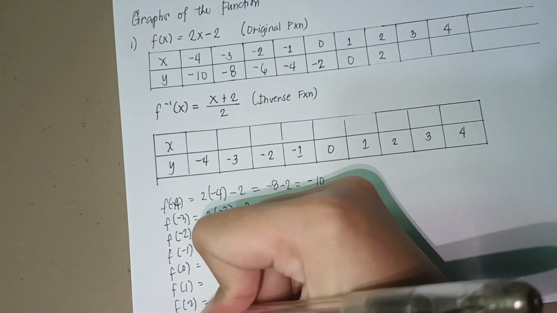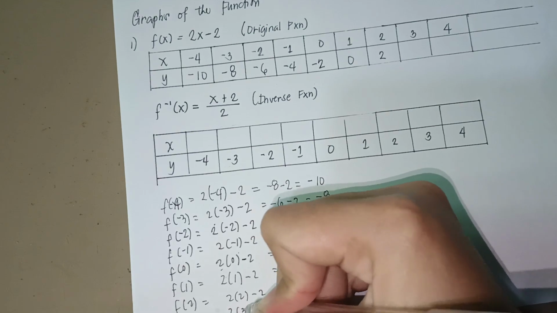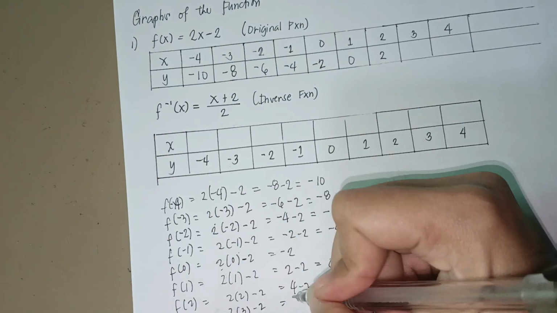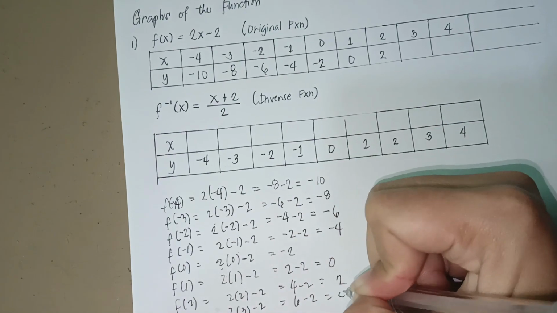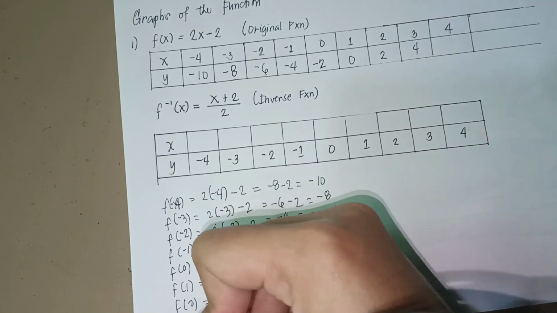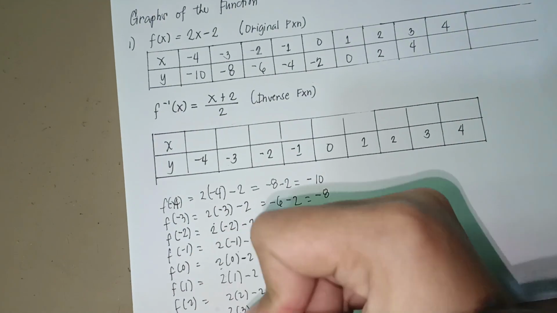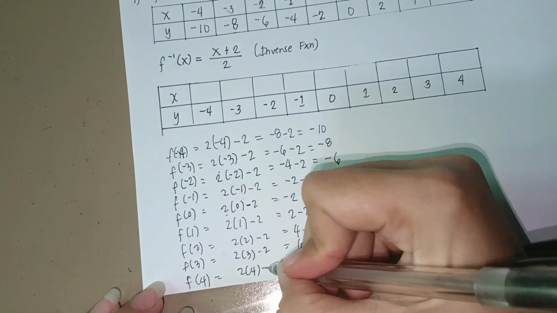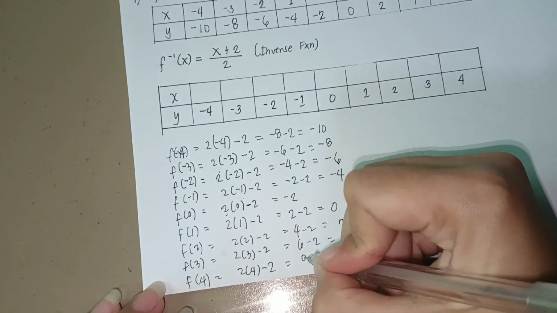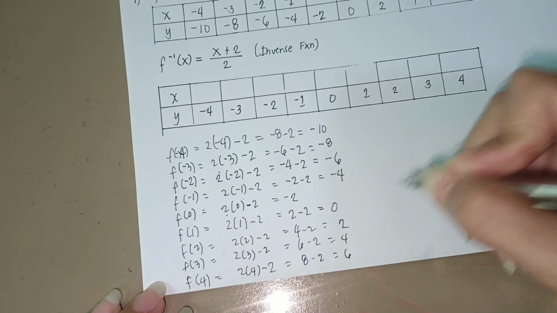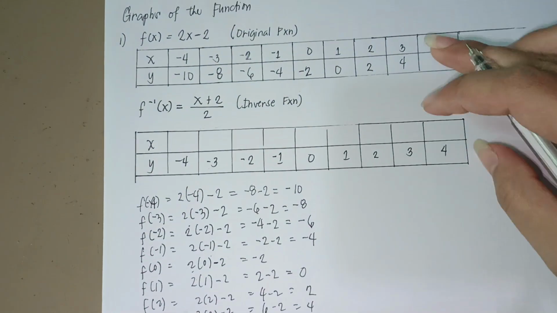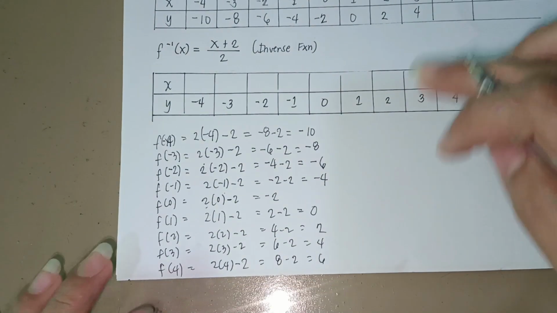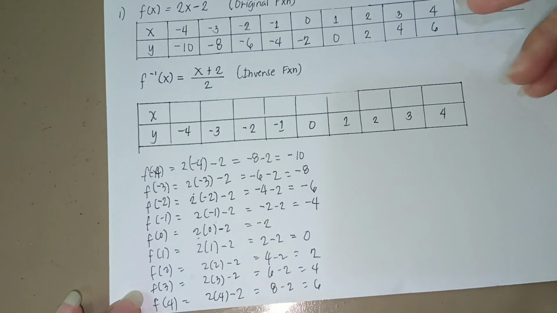Next is f of 3. 2 times 3 minus 2. 2 times 3 is 6, minus 2 is positive 4. Lastly, f of 4. 2 times 4 minus 2 is equal to 8 minus 2, it's equal to 6. So, kapag 4 ang ating x, ang ating y ay magiging positive 6.